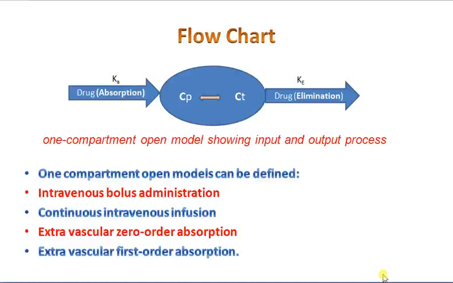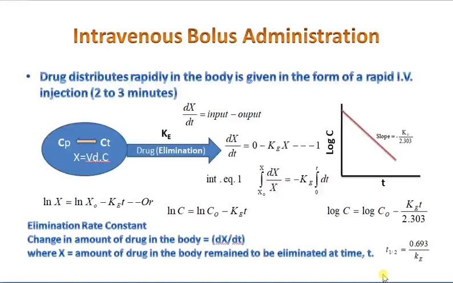One compartment open model can be defined for intravenous bolus administration, continuous intravenous infusion, extravascular zero order absorption, and extravascular first order absorption. First we study intravenous bolus administration. The drug distributes rapidly in the body and is given in the form of rapid IV injection, that is, within 2 to 3 minutes.